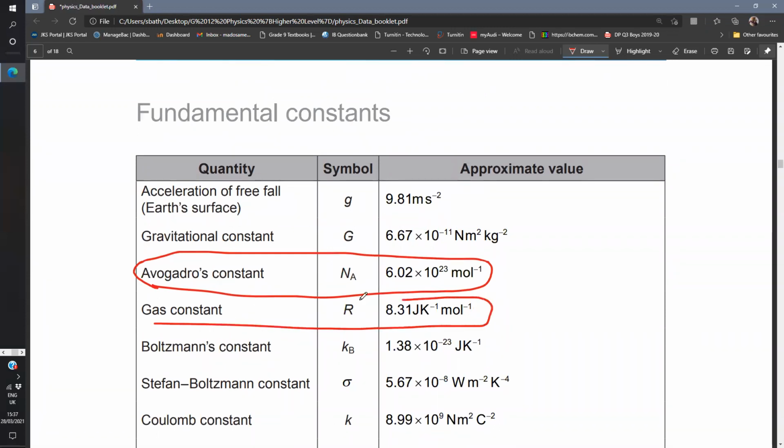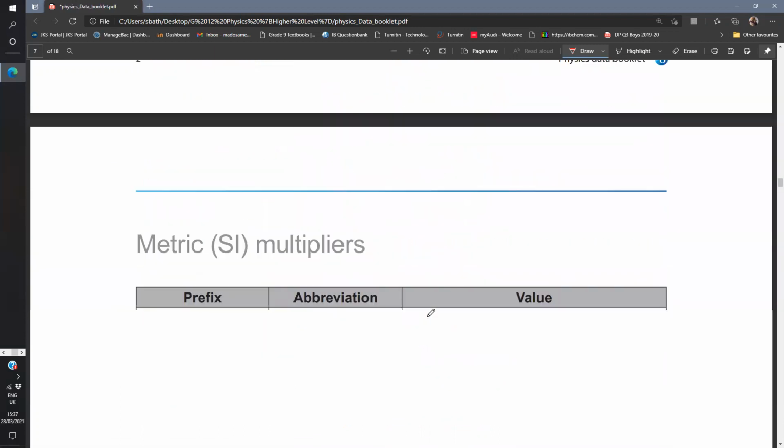It's going to be 8.31 joules Kelvin minus 1 mole minus 1. So that's that.